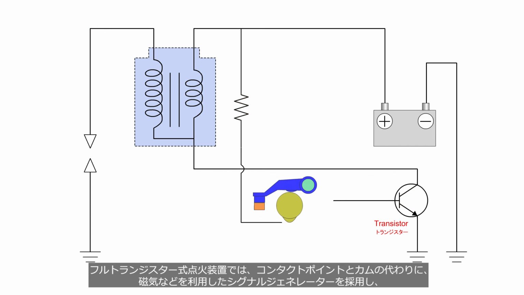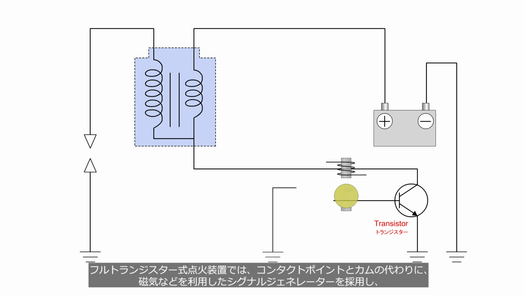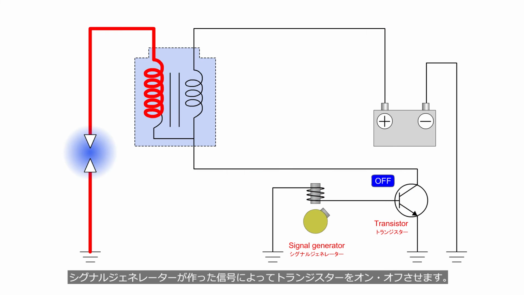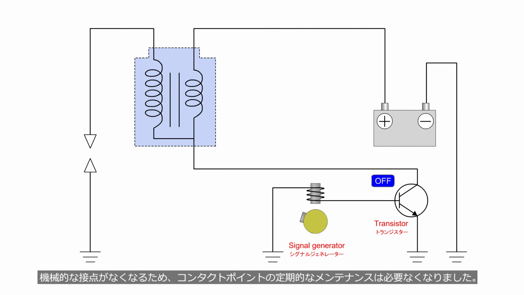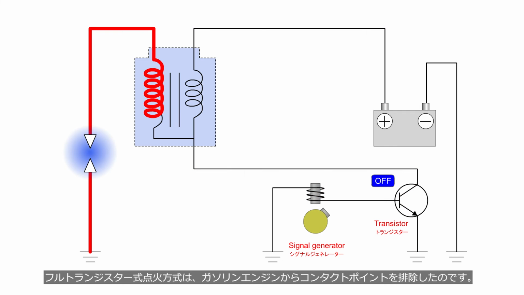In a fully transistorized ignition system, a signal generator that detects engine rotation is adopted, instead of a contact point and a cam. The ignition signal generated by the signal generator turns the transistor on and off. Due to no mechanical contact, periodic maintenance of the contact point is no longer necessary. The fully transistorized ignition system has eliminated contact point from gasoline engines.